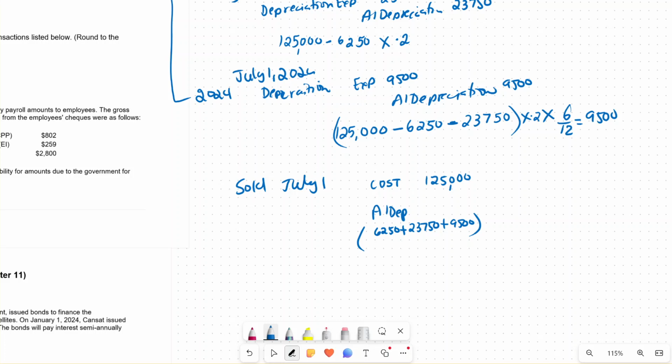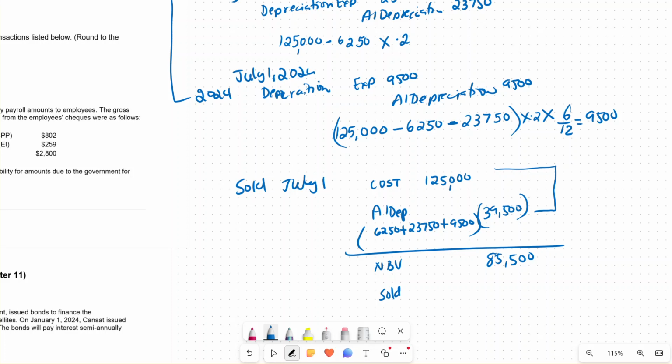I don't have a number, so I'm just going to use my calculator to work out a number. So I will have 6250 plus your 23,750 plus your 9,500. That gives 39,500 as my accumulated depreciation. The net book value, or the carrying value of the asset, will be your cost minus your accumulated depreciation. The net book value is 85,500.